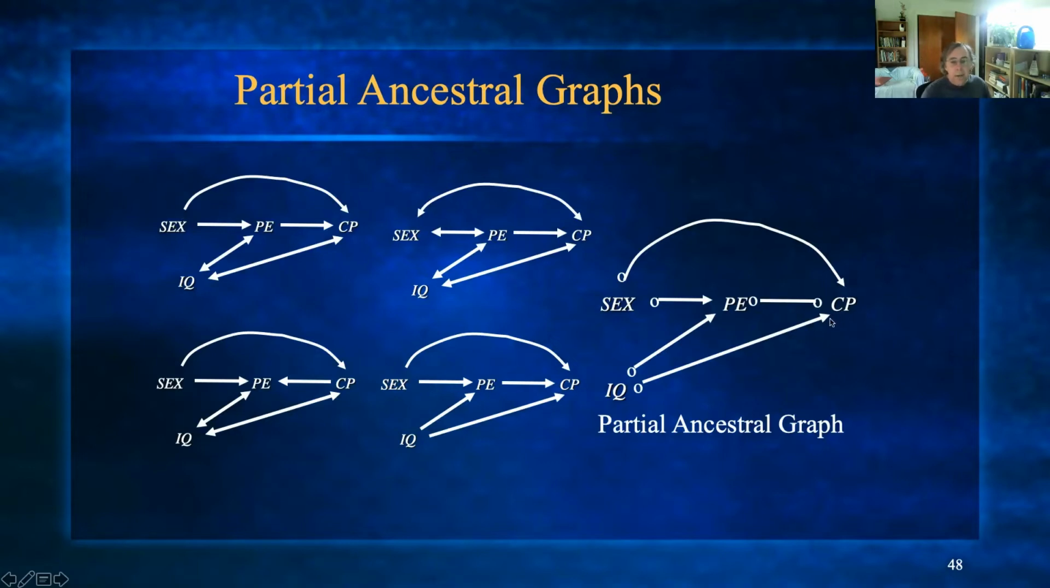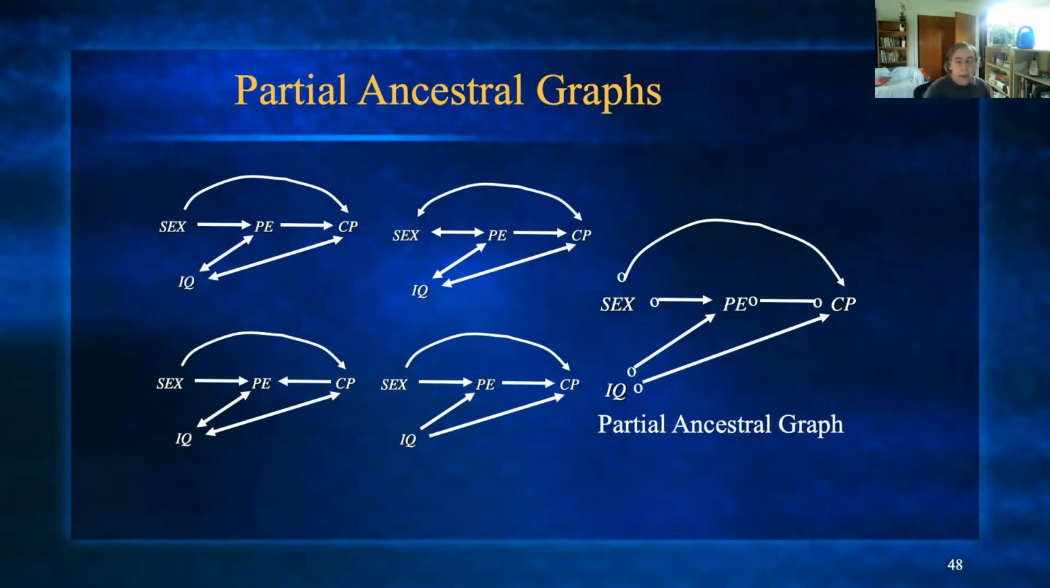Again, in contrast, over here with this edge between IQ and college plans, in all of the Markov equivalent MAGs, they agree there's an arrowhead, so there's an arrowhead that goes there. And down here, there would be circles because sometimes there's an arrowhead at IQ and sometimes there's a tail at IQ. So that's what the partial ancestral graph would look like.